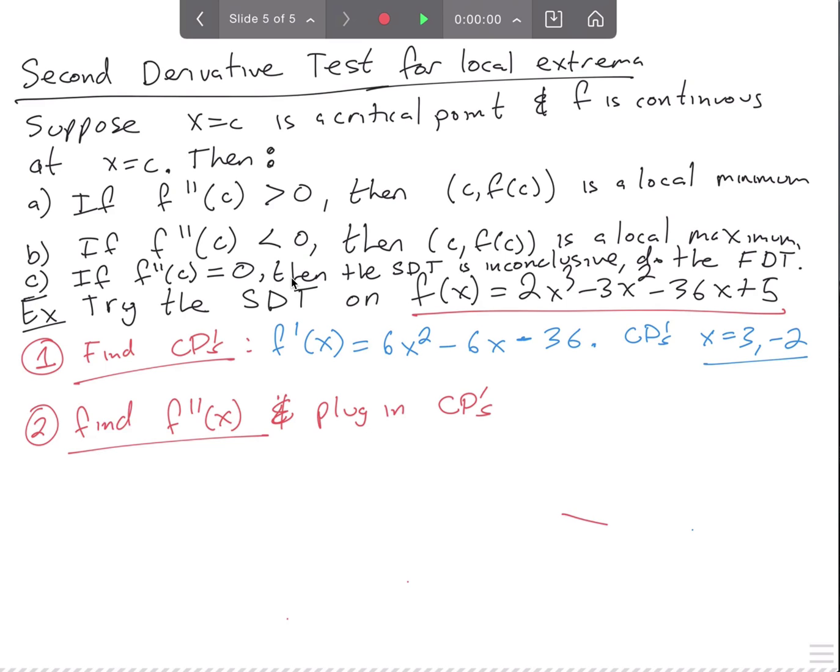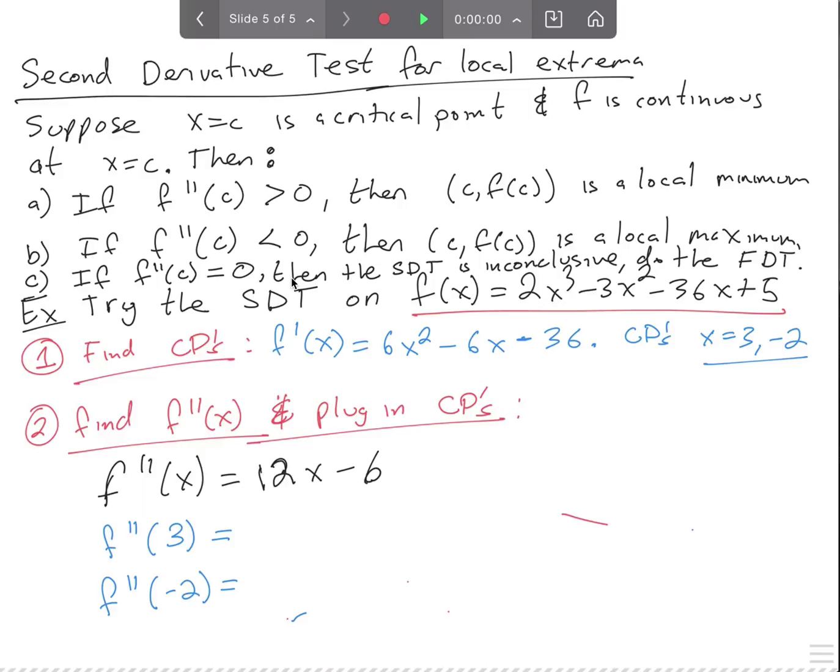All right, so let's do that. The second derivative, what would that be? 12x minus 6. Okay, now, should I make a number line? No. Good answer. Correct. No, I should not make a number line. So what does the second derivative tell me to do? I'm going to plug in 3, and I'm going to plug in minus 2. Does that make sense?